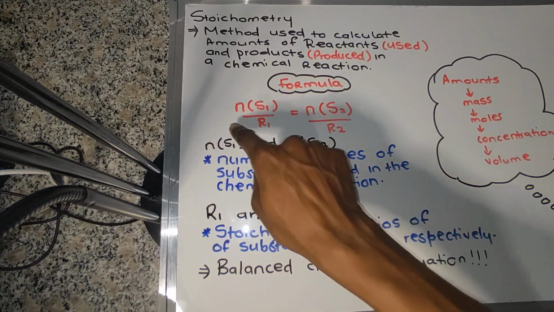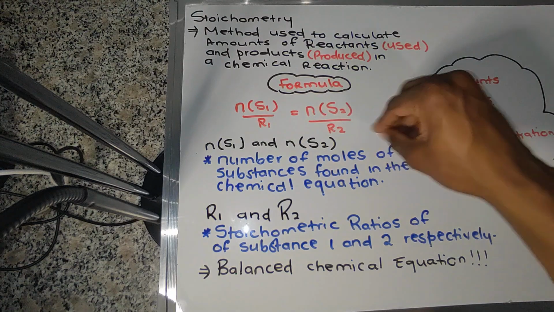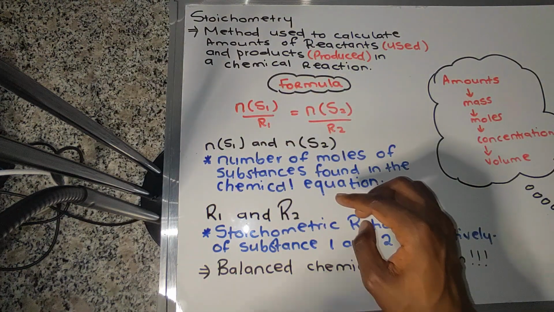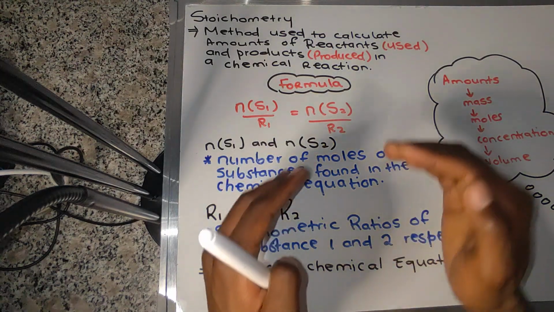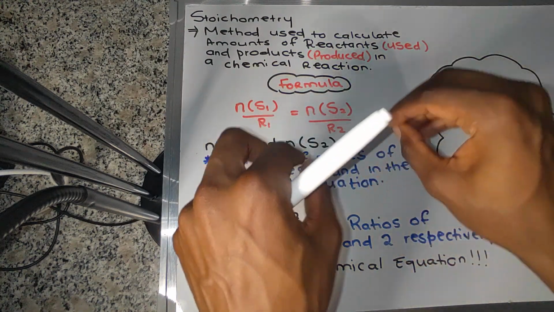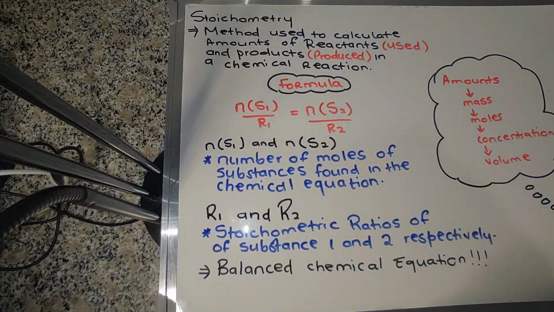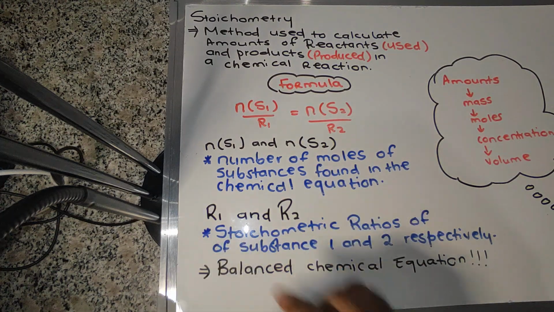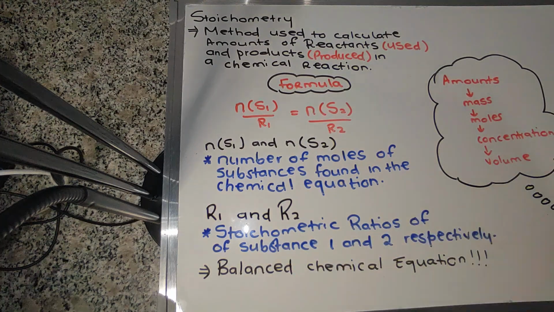The number of moles of substance 1 and substance 2 are simply the moles of substances we find in a chemical equation. So S1 and S2 cannot be a substance that is not in the equation we're talking about. You've got to have a balanced equation, and then you use the substances that are in that equation. You can't use anything different. Let us continue now. What is R1 and R2? These are stoichiometric ratios or coefficients of substances 1 and 2 respectively.